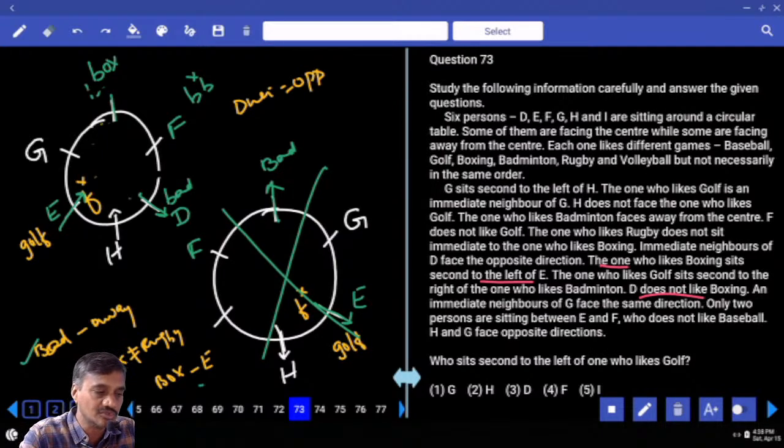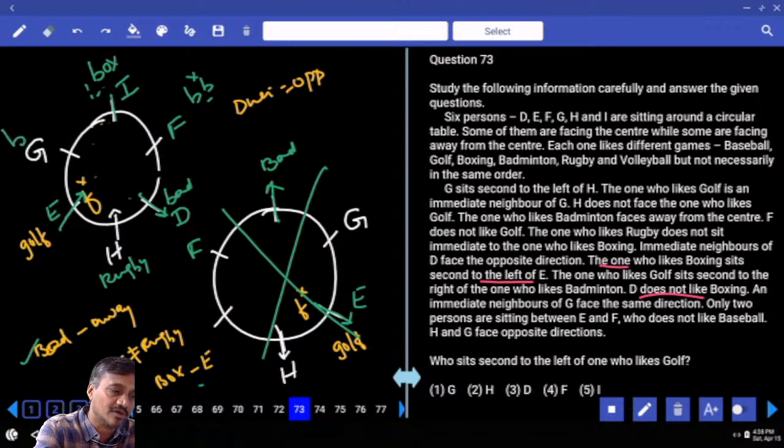Now D is here, who is the person left over? Now D, E, F, G, H, I must be here. Golf, boxing, badminton, and boxing and rugby are not adjacent, and H must be rugby. And if H is rugby, basketball, baseball cannot be here. Now this G is baseball. And what is the only game left over here? The remaining game goes to volleyball.